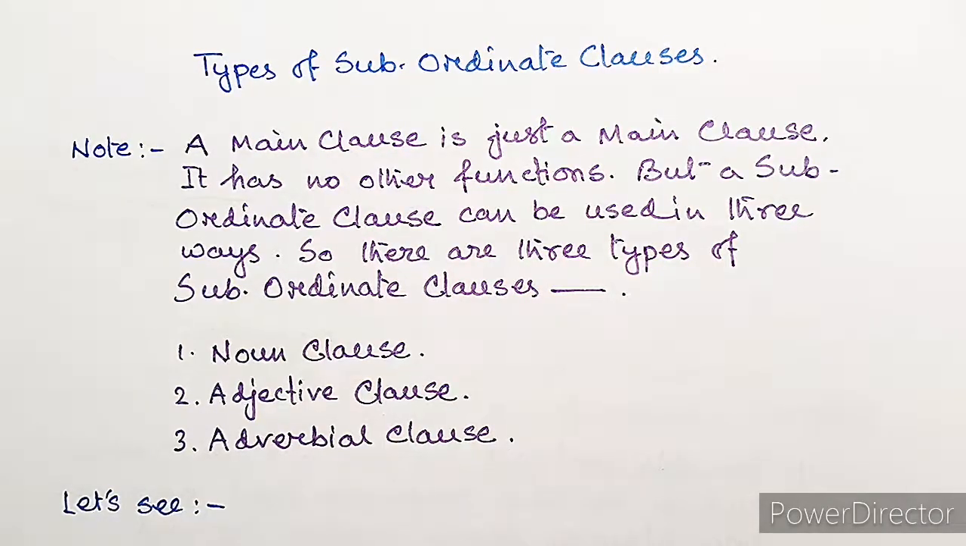Now let's see what are the types of subordinate clauses. Note, a main clause is just a main clause. It has no other functions, but a subordinate clause can be used in three ways. So there are three types of subordinate clauses. One is noun clause, the second is adjective clause, and the third one is adverbial clause.